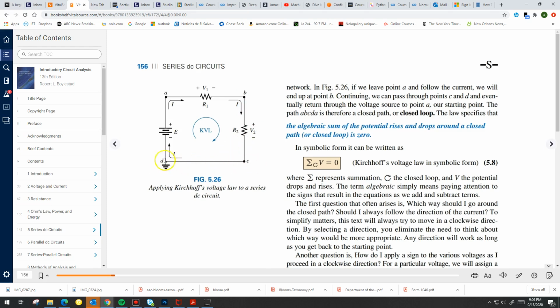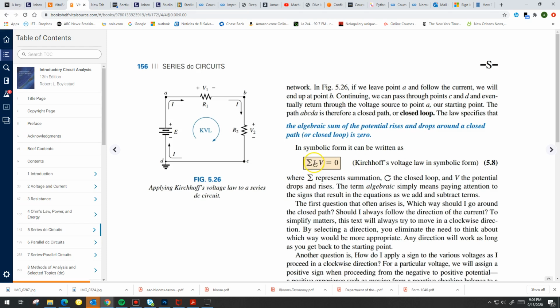There's nothing between C and D. It's the same potential. There's no drops. So what Kirchhoff's voltage law says is that if I add all the voltages algebraically, meaning I'm taking the signs into account, that's what algebraic sum means. So if I go from D to A, I have a voltage gain, and then I have 2 voltage drops. If I add this voltage gain and these 2 voltage drops, the result is going to be equal to 0. And this is what this means.